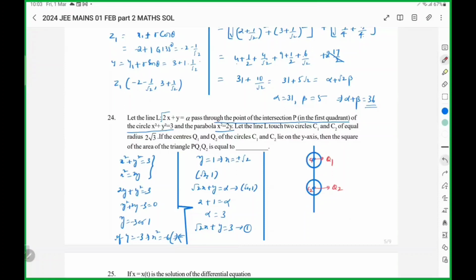Let us say this is the line which touches both the circles and passing through it. The line equation is root 2x plus y is 3. Center, since it is on the y-axis, is 0 comma beta. Perpendicular distance will be beta minus 3 by root of 2 plus 1, which is root 3, which must be equal to radius 2 root 3.